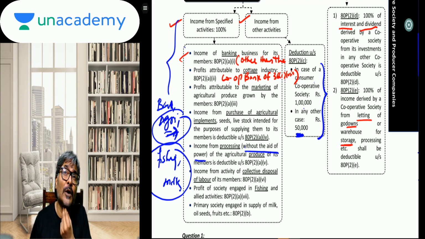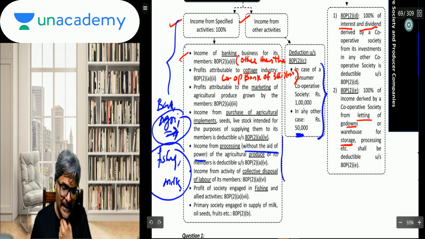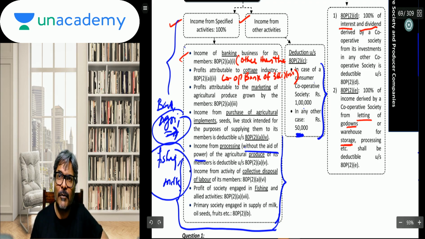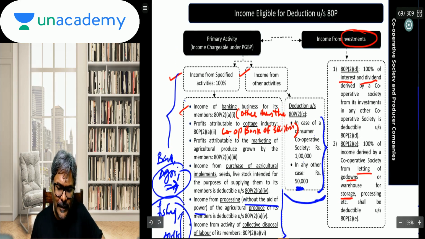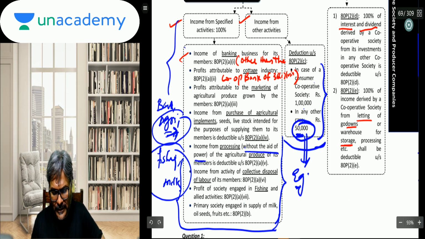What about cooperative housing society? Will they get this 100% reduction over here? All these activities, can we say it will be falling into this category? And the answer is no. So cooperative housing society, students, will go under the other category, and they will get 50,000 flat deduction. So the example you can write over here is the cooperative housing society.